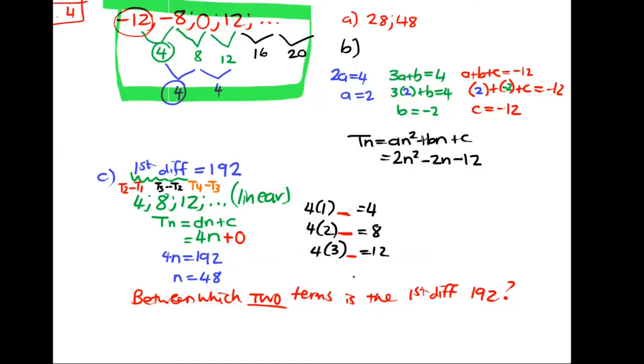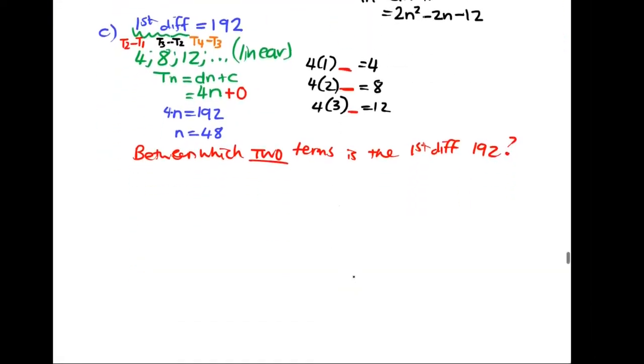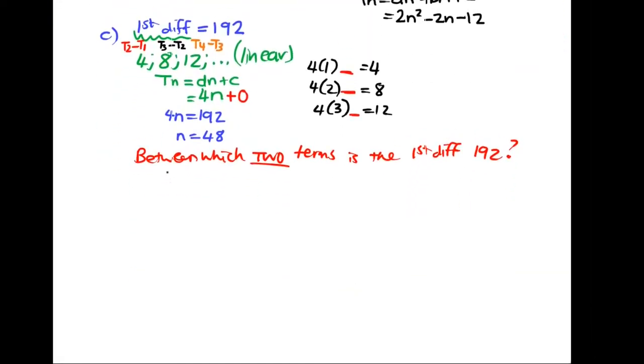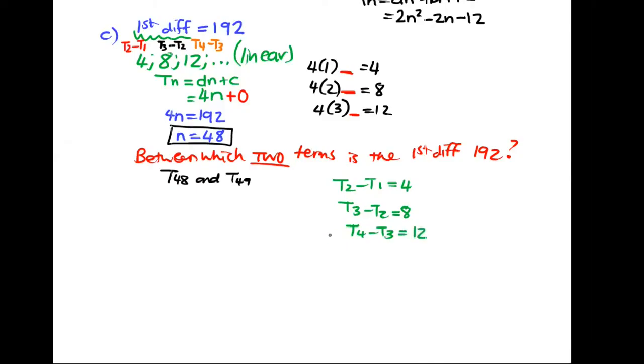Okay, and I see Layla has got it. I want to just show the rest of you how we're going to get it. So the answer is between T48 and T49. Now here we've got the 48. That was our answer that we got, n was 48. I want to just remind you, we said T2 minus T1 was equal to 4. T3 minus T2 was equal to 8. T4 minus T3 was equal to 12. And this was from our quadratic pattern.